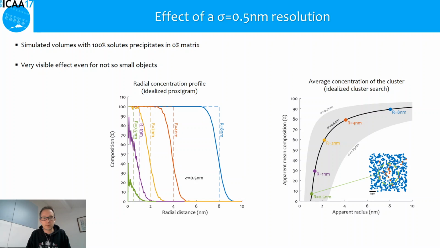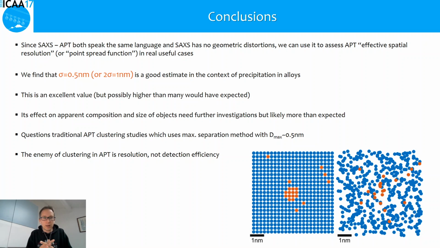So as a conclusion, we can say that since atom probe and SACS speak the same language, and that SACS has no distortion, we can use it to assess atom probe effective spatial resolution. That's very interesting. And we actually find that it is in the order of 0.5 nanometers for sigma. So it means 2 sigma is 1 nanometer. So it's actually a very good value. But it's a bit higher than most people would have put forward. And its effects on the apparent composition and the size of objects needs further investigation, but we've shown already that it's probably a bit more than what's expected.